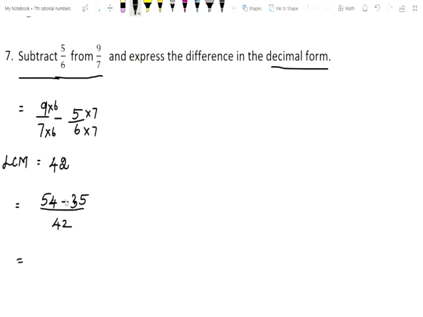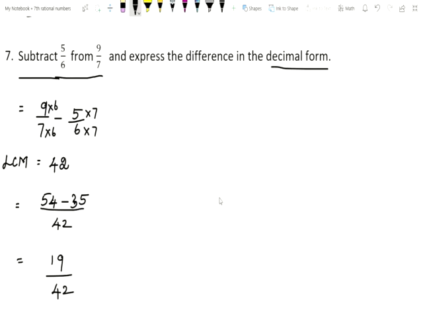Okay. Now subtract this. 14 minus 5, you get 9. 4 minus 3, 1. So the result is 19 by 42. Now we are going to convert this number into decimal form. So how are we going to divide this? Here 19 is the dividend, 42 is the divisor.